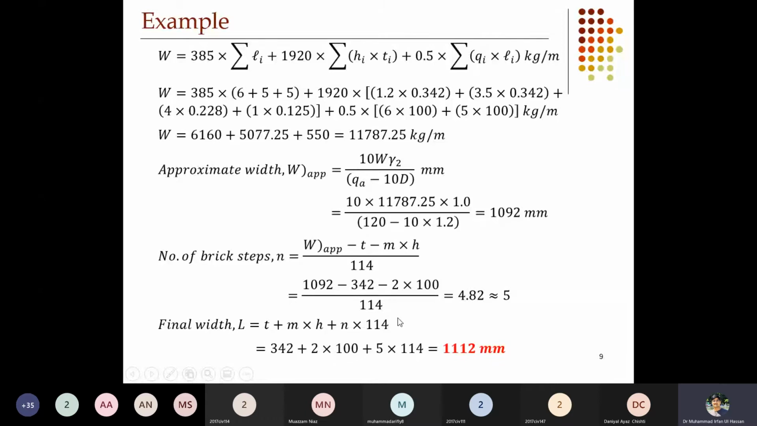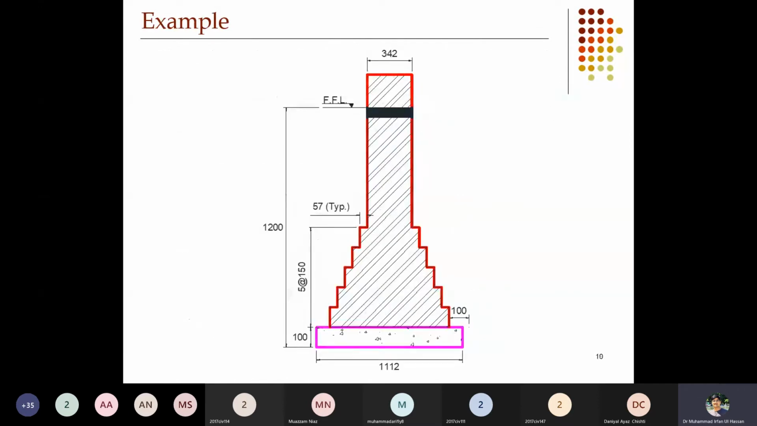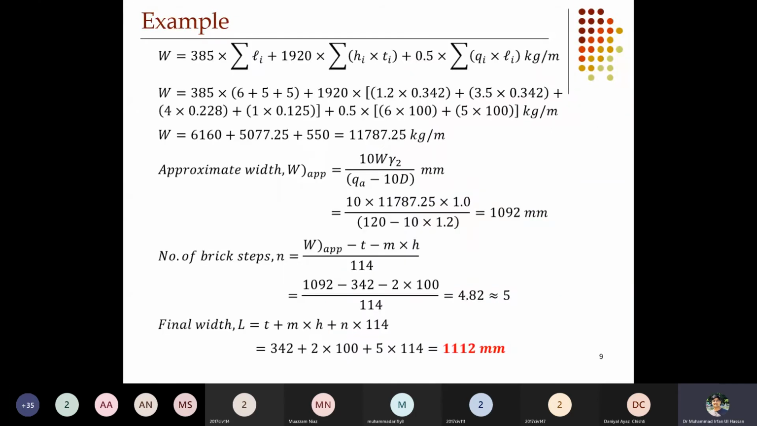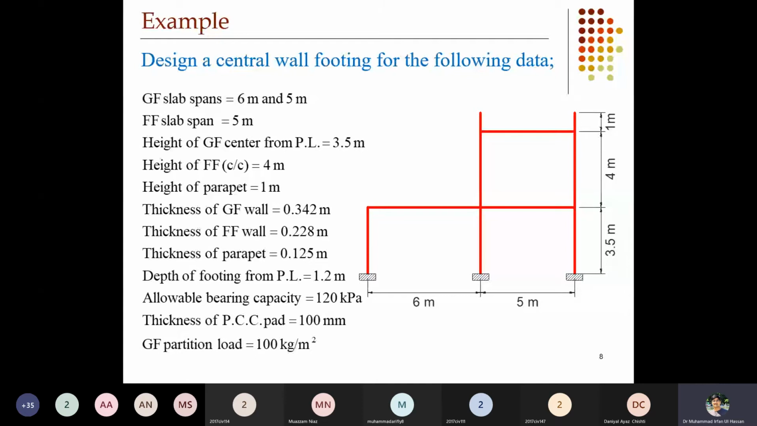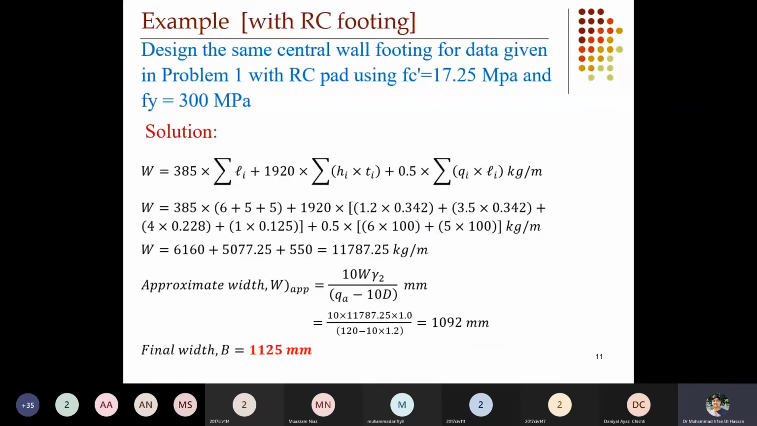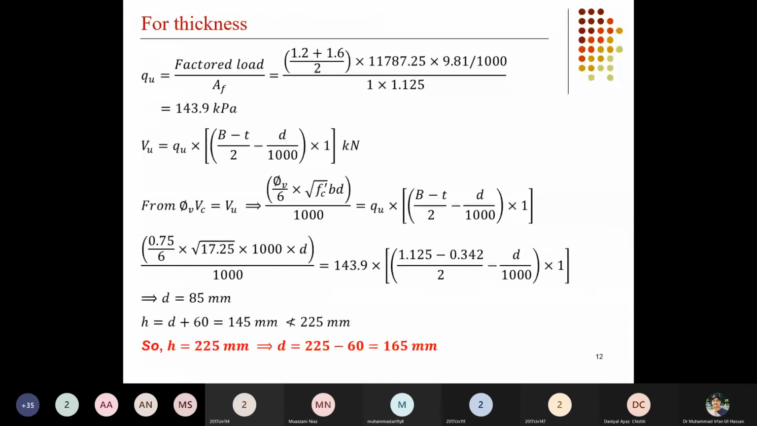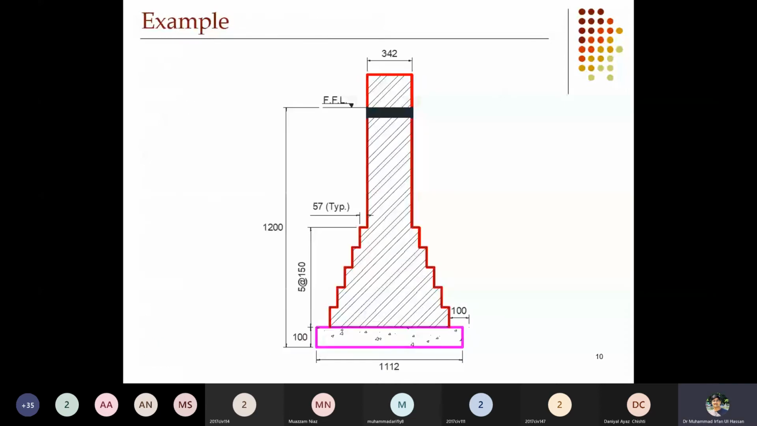Now the exact width is computed. So total thickness plus m, the projection of the concrete on two sides, plus h, the thickness of the PCC, plus number of steps into width of the steps. So 1.112 meter is the total width required for the footing. So this is the sketch for the masonry footing for this given data, interior wall footing. This is the design of the masonry footing.